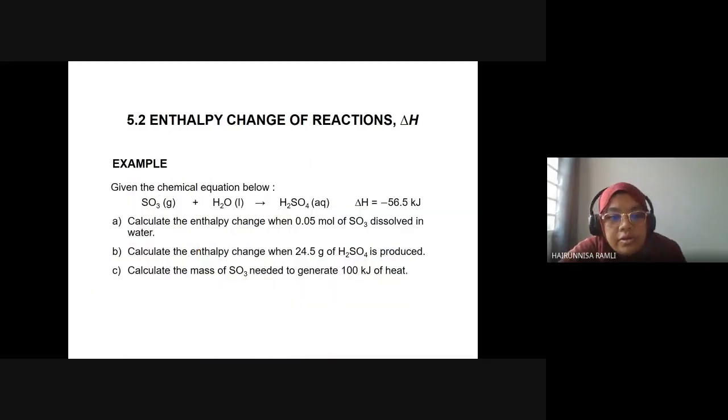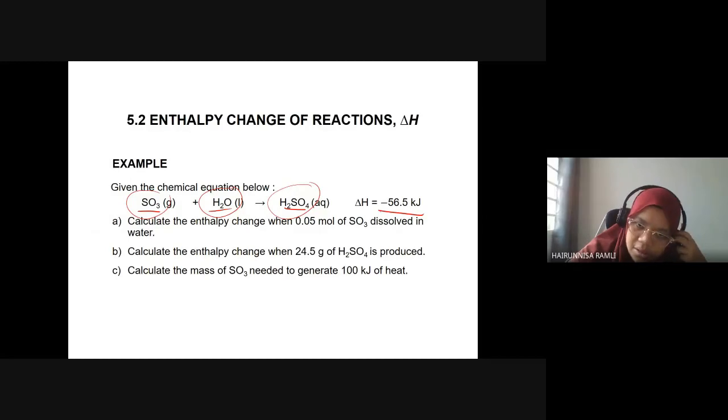Okay, kita tengok contoh untuk calculation eh. Let's say you have the chemical equation here. Okay, negative 56.5 kilojoule. So kalau you tengok kat sini, is this a standard enthalpy of formation? No, because this is not element, right? Walaupun dia 1 mol tapi ni bukan elemen. Kalau elemen dia kena sulfur tambah oksigen tambah hidrogen kan. Okay, so is this the combustion? Again, no, because you don't have oksigen here. Okay, neutralization apatah lagi kan, sebab it will produce salt.